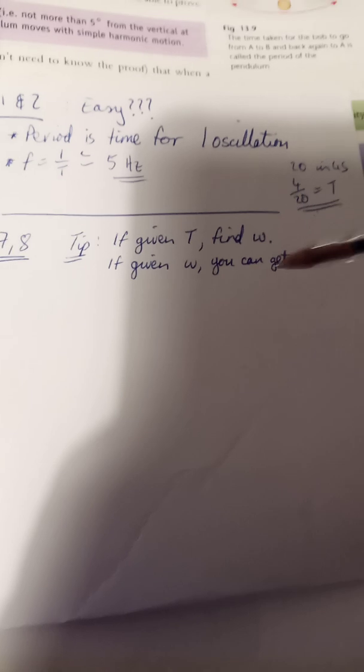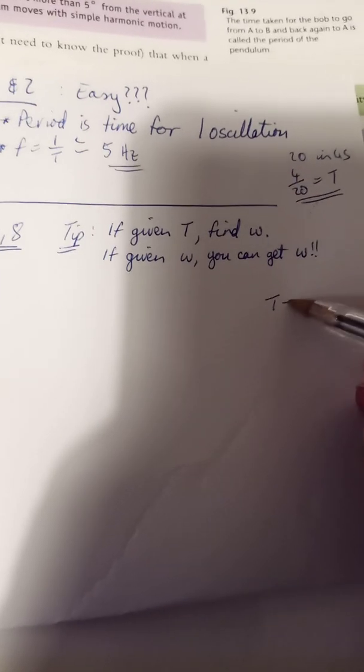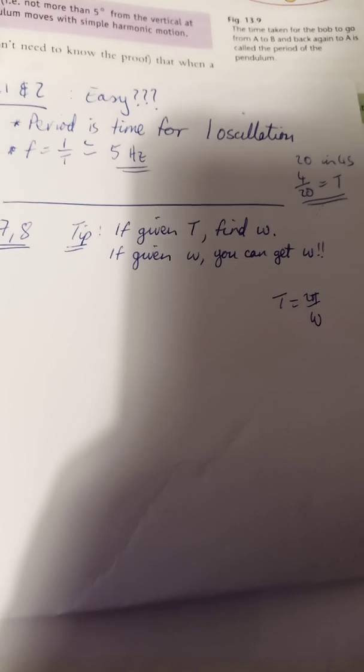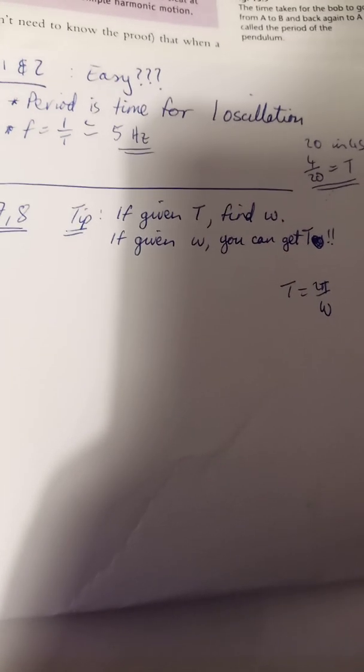Okay, for 6, 7, and 8, I'll give you a tip. Hopefully the tip will be enough to get you finished on it. If you're given the periodic time, you should be able to find omega straight away from T is equal to 2 pi over omega. And likewise, sometimes if you're given omega, you're asked to get T. Using that formula, that formula will allow you to go from the period to omega. It's quite useful. All right, good luck with it.